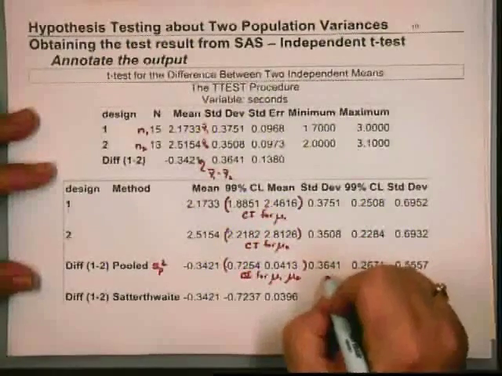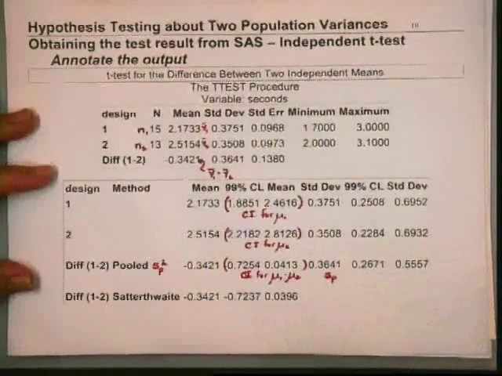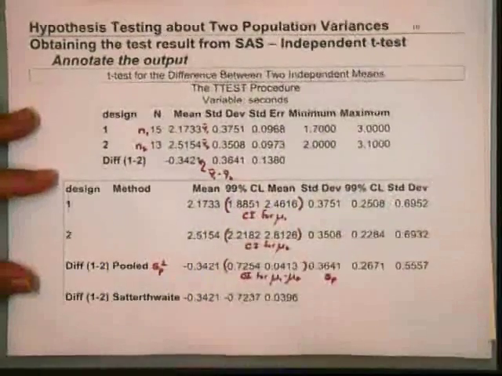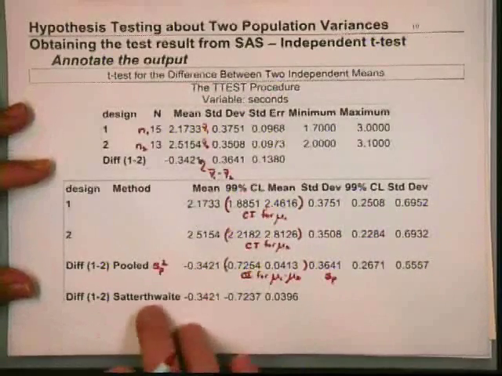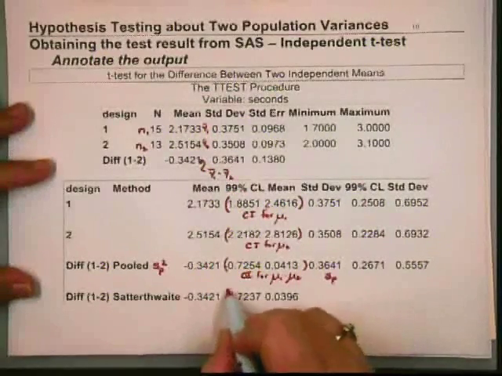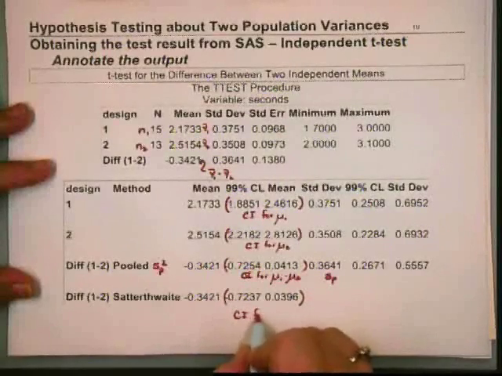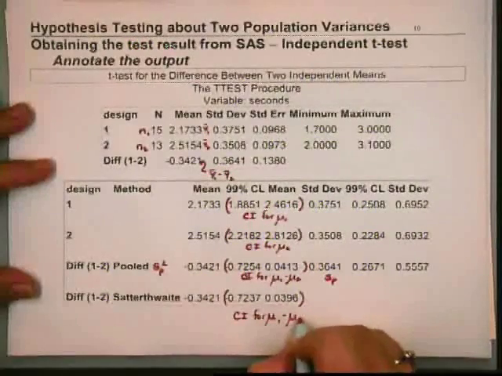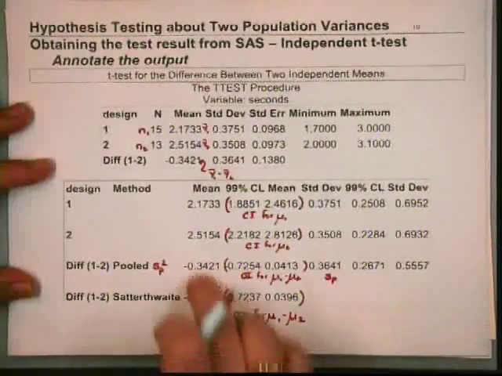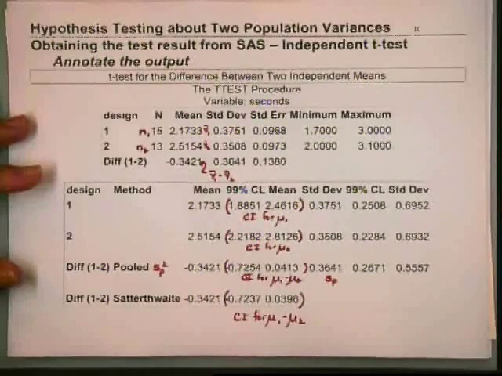And then this 0.3641, that would be S sub p. It says standard deviation. The difference, Satterthwaite, here again we have a confidence interval for mu1 minus mu2. Notice the differences are the same. That's Y1 bar minus Y2 bar, where the interval is centered.